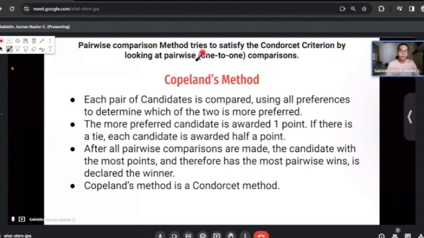Pairwise comparison method tries to satisfy the Condorcet criterion by looking at pairwise, or one-to-one comparisons. It is also called Copeland's method. Now here's how it works.